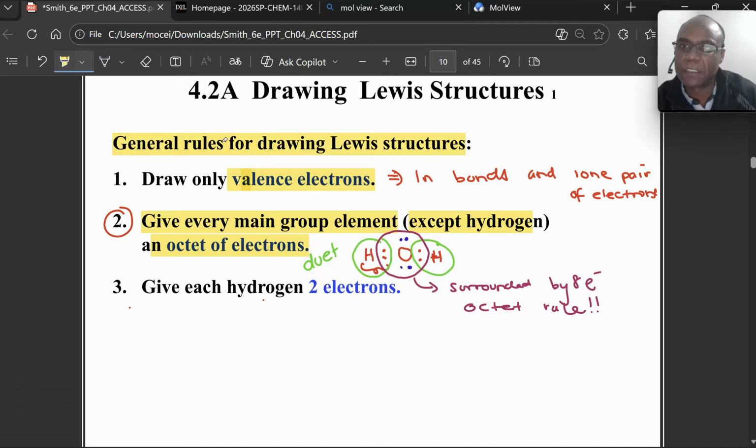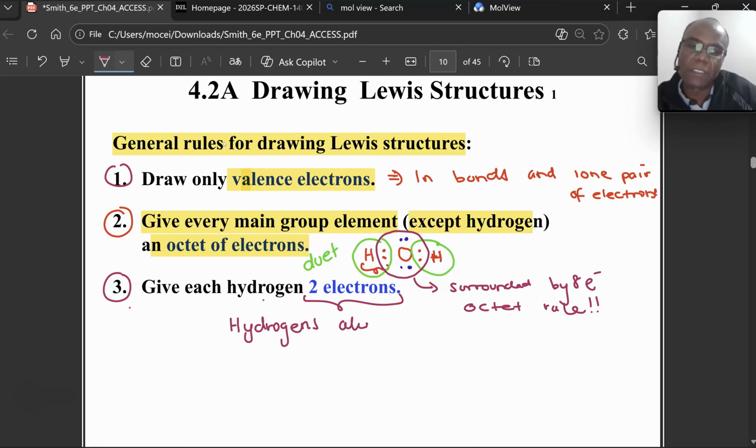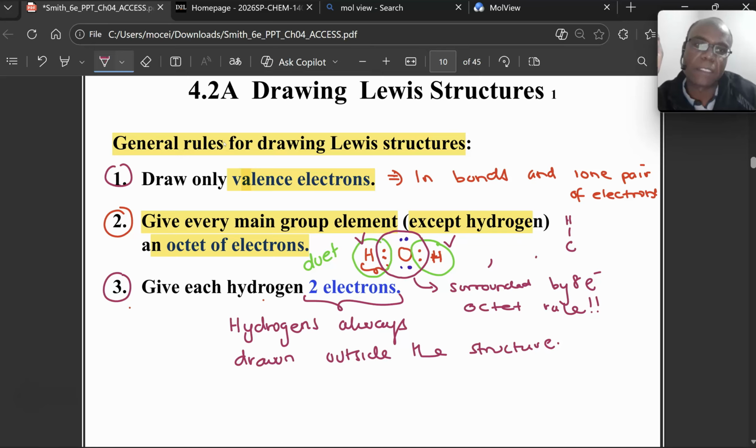Okay, and then here comes rule number 3. Each hydrogen has 2 electrons. Oh, I've already explained that, and I'll tell you that most of the time I'll add some rules here. Hydrogen is always drawn outside the structure, meaning externally, which is why you see hydrogen and hydrogen out here. You can also see hydrogen on the outside of this structure, methane. Okay, so they're always external.